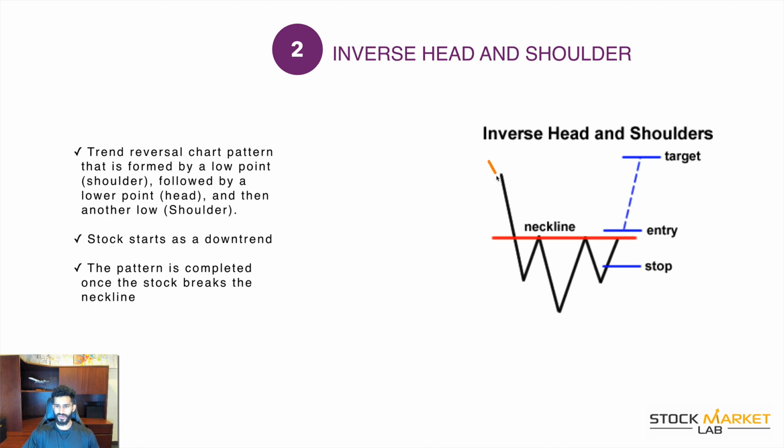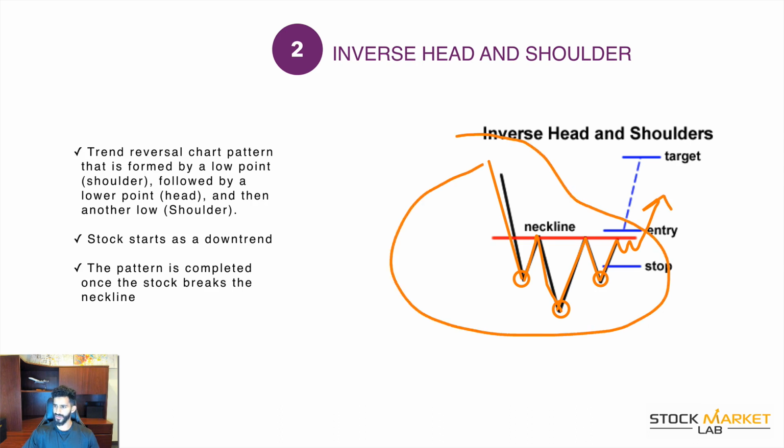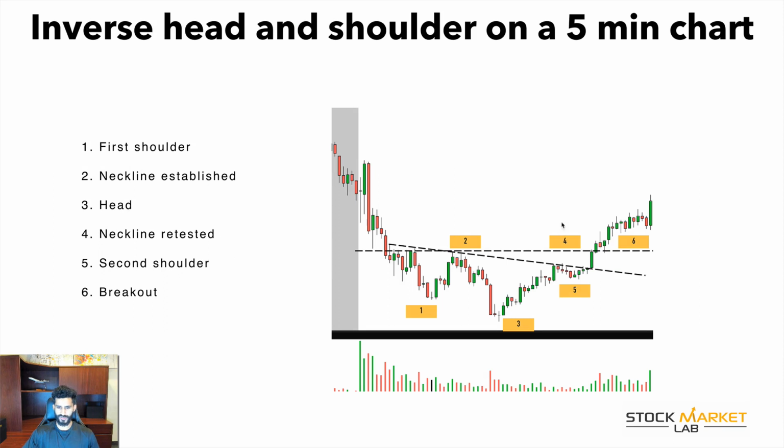Once again, stock goes down, formulates the shoulder, retests the neckline, makes a lower low known as the head, goes back up, retests the neckline, comes back here and forms another shoulder, and then you see most likely a continuation or a breakout which reverses this trend. Let's look at some examples.